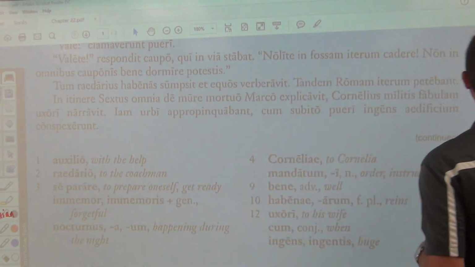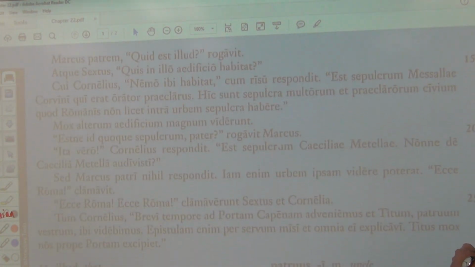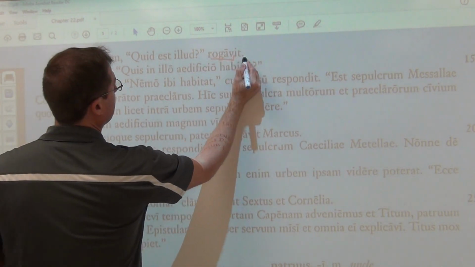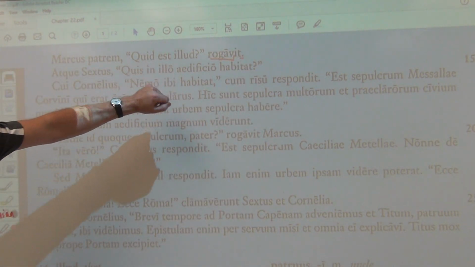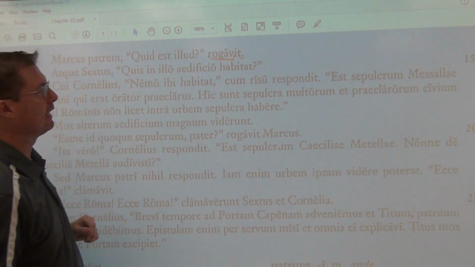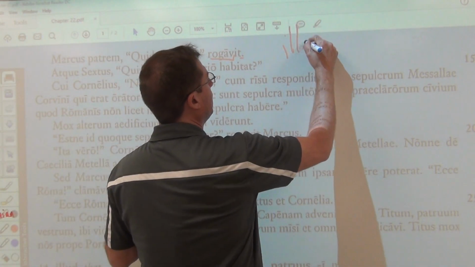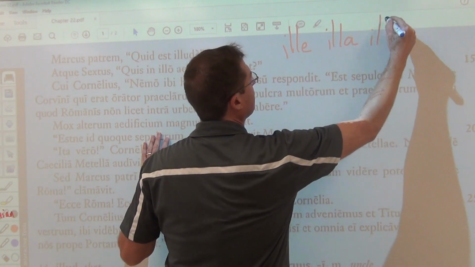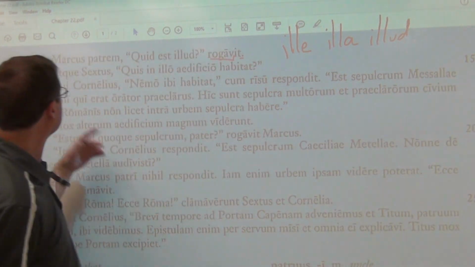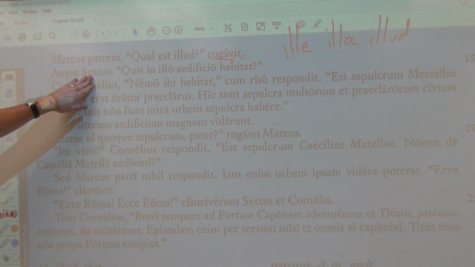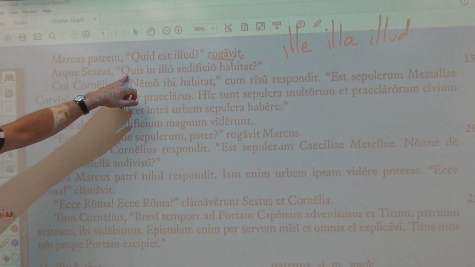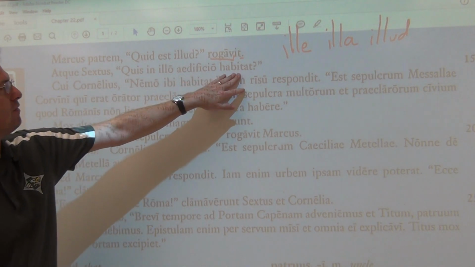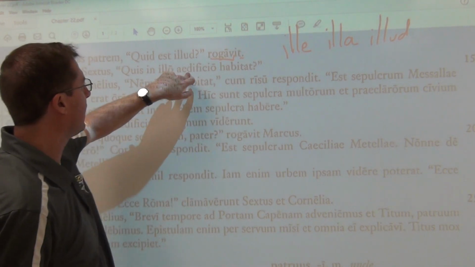So we continue on to the second page, in which it says, Marcus asked, did ask, has asked, perfect stem, perfect ending, quid est illud, what is that? We have seen before, ille, meaning that masculine thing, illa, meaning that feminine thing, but here is it now, illud, that neuter thing.